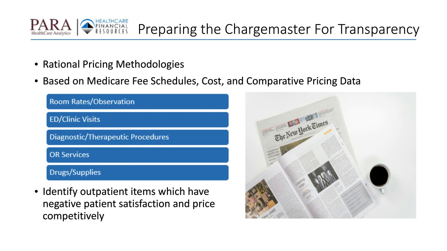We recommend pricing charge masters according to the Medicare fee schedules, costs, or comparative peer pricing data. We also recommend identifying items that have negative patient satisfaction and price those items competitively for the outpatients against freestanding facility or clinic data. Now, hospital charges are divided into the basic revenue streams listed here.